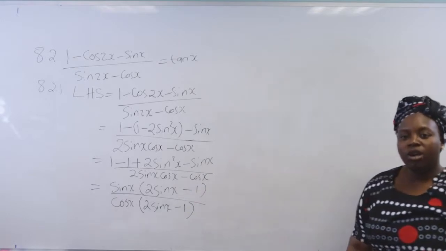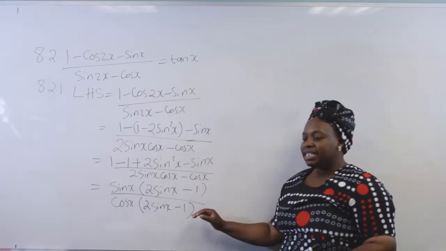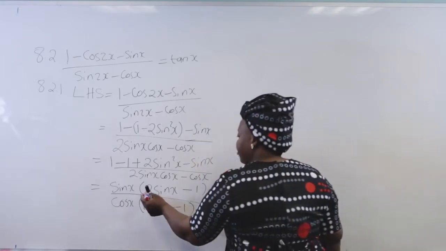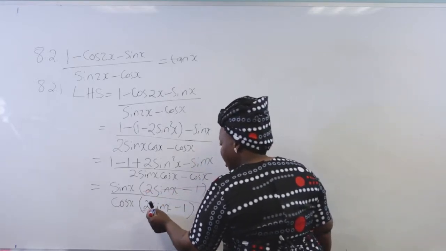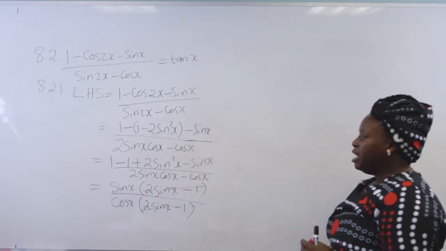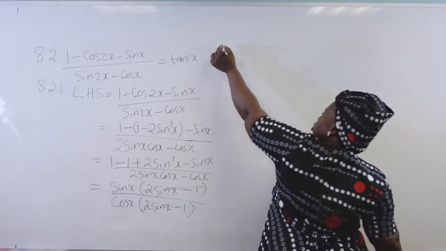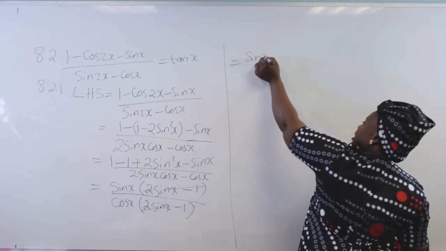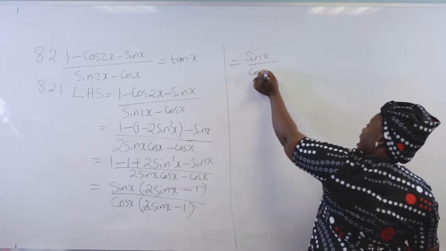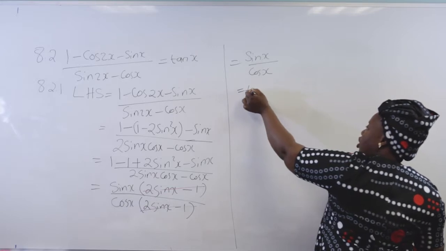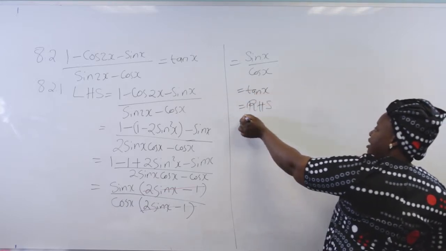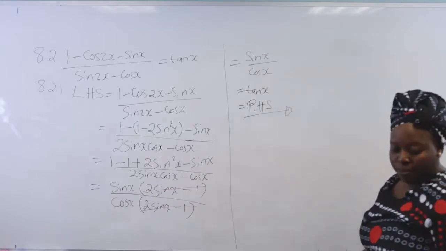Can you see? The logic just happened. So the brackets now are the same. We can therefore cancel them so that they can give us 1. This bracket and that bracket, they are the same. They'll give us 1. And now this will be equal to sine x over cos x, which is the identity of tan x. Now that is equal to our right-hand side. And you are done to answer that particular question.